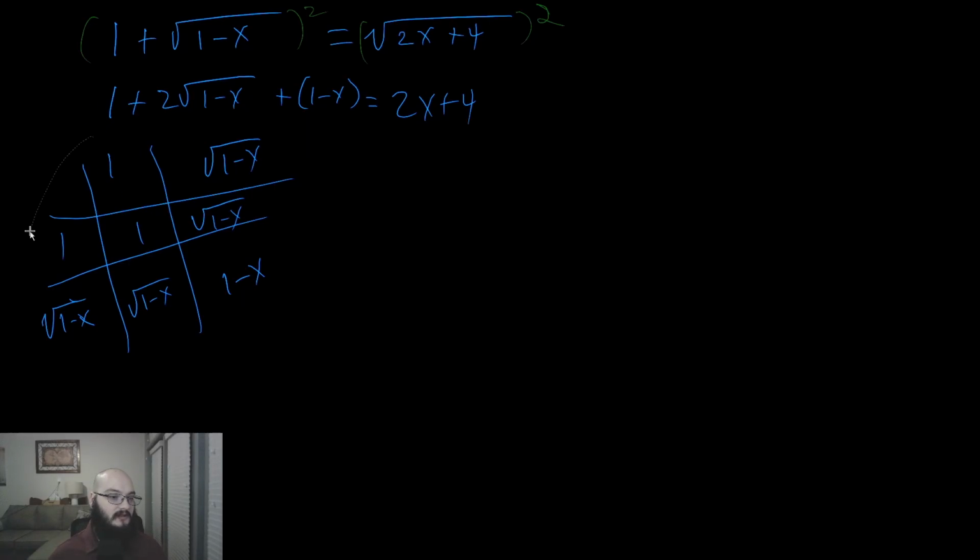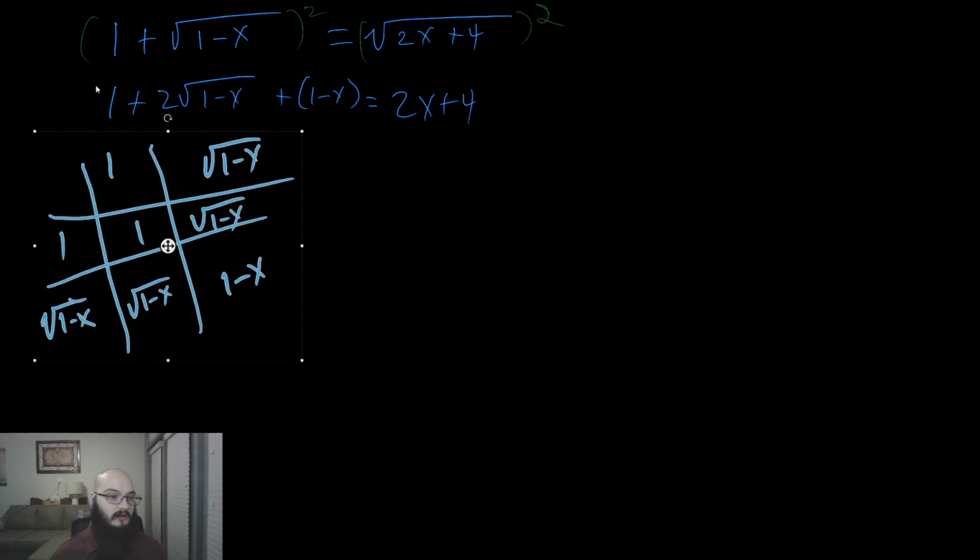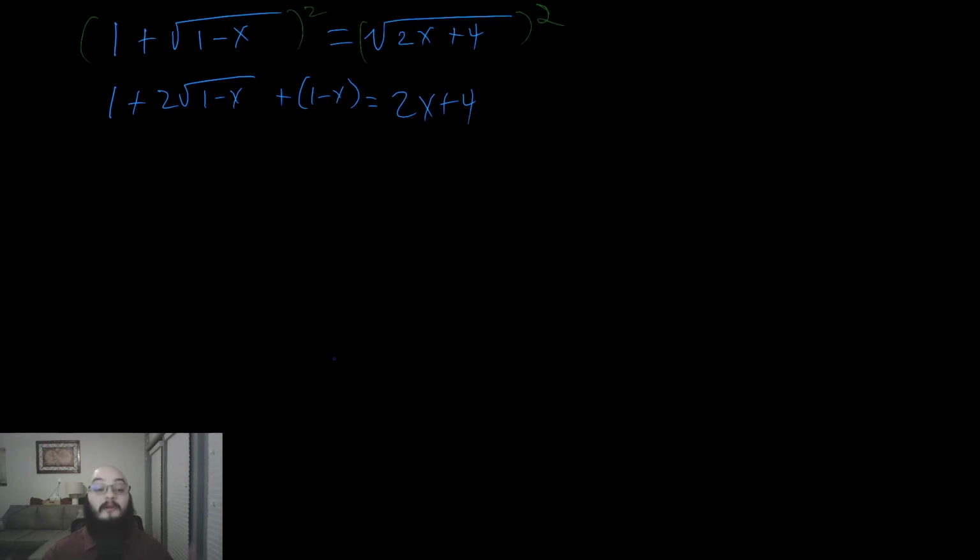From here, like I said, the next thing we need to do is isolate the radical and then square both sides once again. So let's do that. We need to subtract 1 to get rid of this. We need to subtract a 1 minus x to get rid of this. So let's do that. We'll have 2 root 1 minus x is equal to 4 minus 1, and then minus another 1 is 2. And then 2x minus a negative x is 3x.